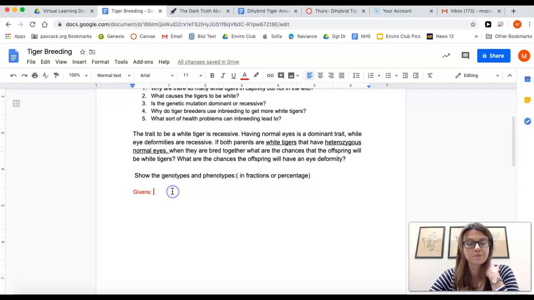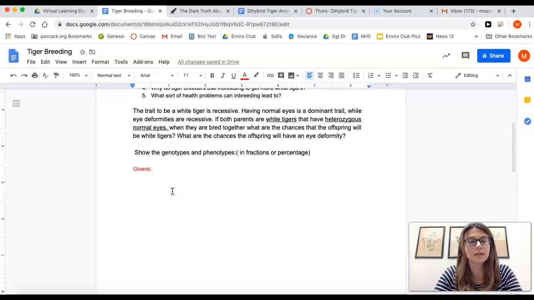When we do our givens, this is why I had you do things like this, because we're going to have a lot of givens here. The original trait that we're looking at is a white tiger. A normal tiger would be a capital A, so that would give you that orange pigment, but a lowercase a would give you that white tiger. It's not going to make that orange pigment. The other trait we're looking at is the eyes. Capital E would be normal eyes, and lowercase e would be eye deformity.